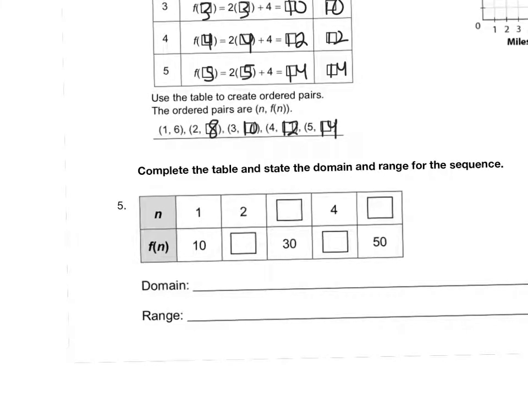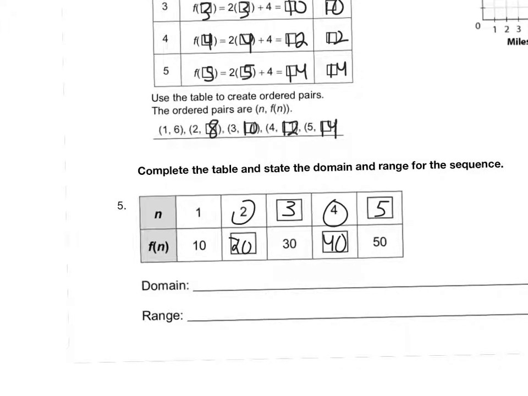Number 5, we're not given a function or a rule. We're just given a table, and we're asked to complete the sequence. So first, I would kind of try to figure out, well, what's our pattern? What are we going up by? And it looks like we're going up by 10s every time, right? So at the second position, we'd have a term of 20, right? Going up by 10s each time. At the fourth position, we'd have a term of 40.